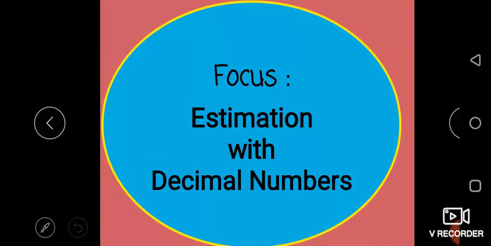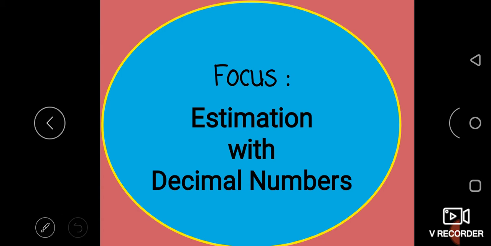In Part 1, you were taught the definition of estimation, rounding up whole numbers to the nearest tens and to the nearest hundred, and also estimation of sums. What is estimation? Estimation is a number nearly to a round figure. I hope you can remember that.